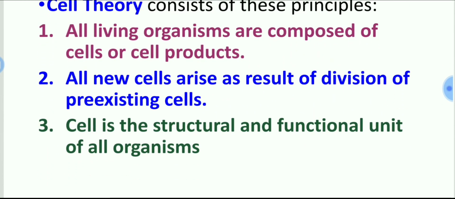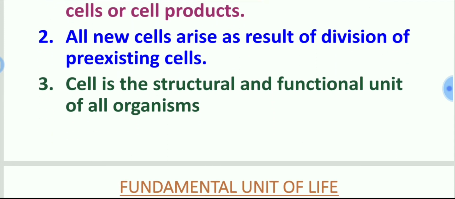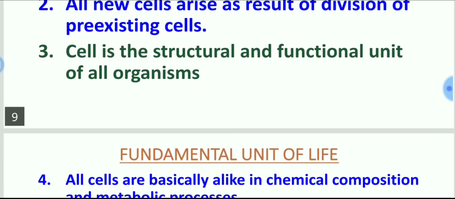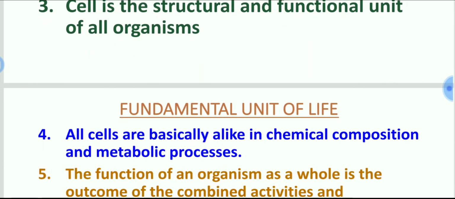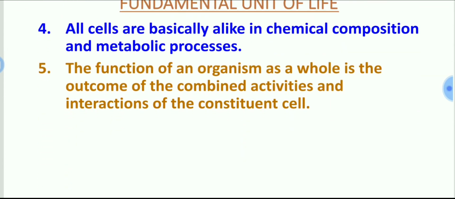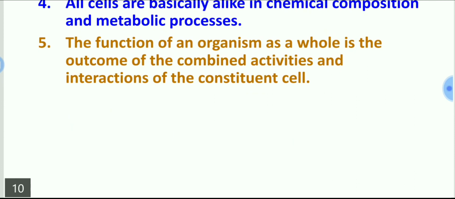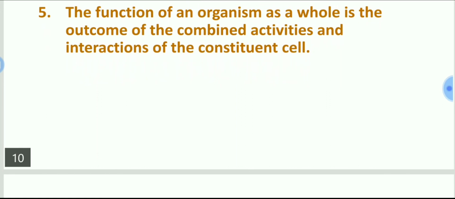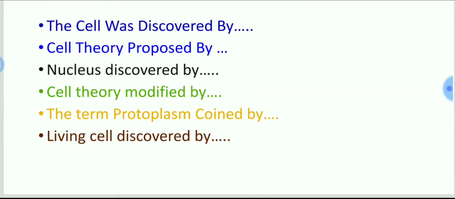We can also say that the cell theory consists of five principles: all organisms are composed of cells and cell products, new cells arise from the division of pre-existing cells, the cell is a structural and functional unit, all cells are basically alike in chemical composition and metabolic process, and the function of an organism as a whole is the outcome of the combined activities and interactions of the constituent cells.